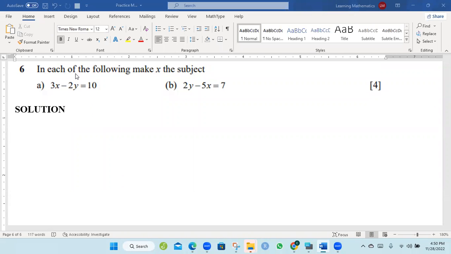This question says: make x the subject in each of the following. This means to get x by itself. It's like solving for x. That's another way of solving for x, but we won't get a number for x, we'll get an expression, because we have a y present and we don't know the value of y. So making x the subject is like solving for x, but you'll end up with an expression, getting x by itself. So let's start with A.